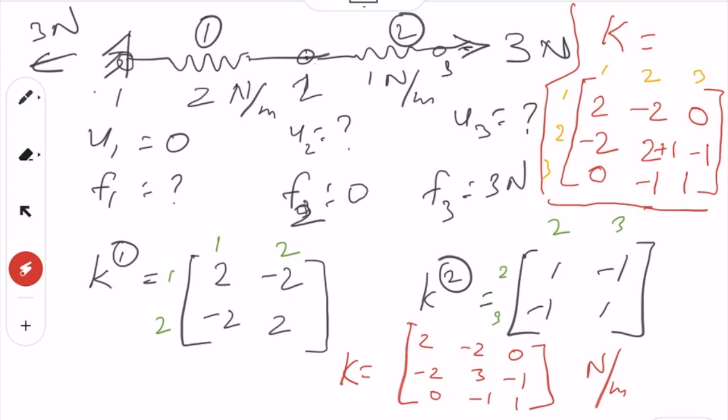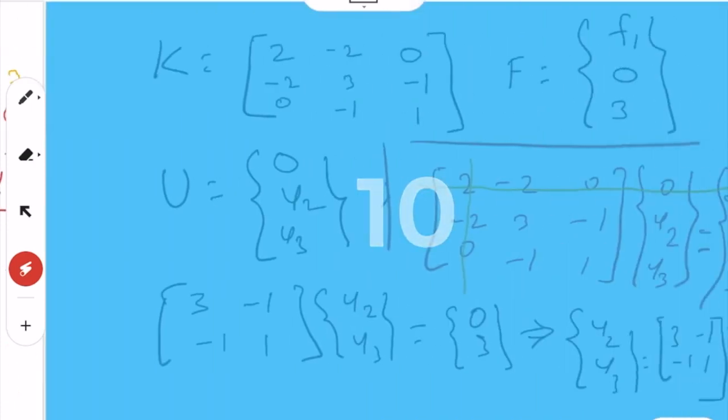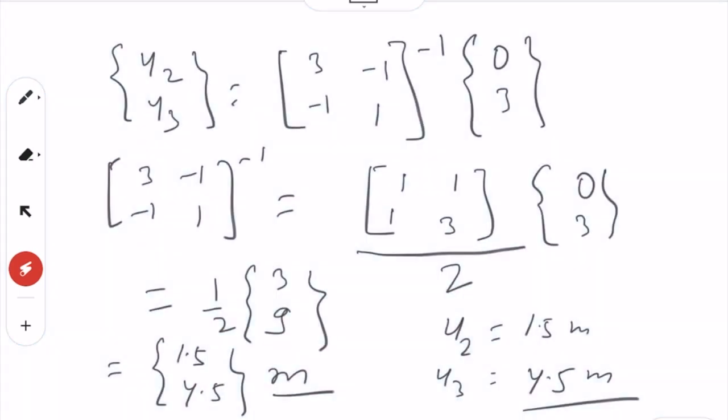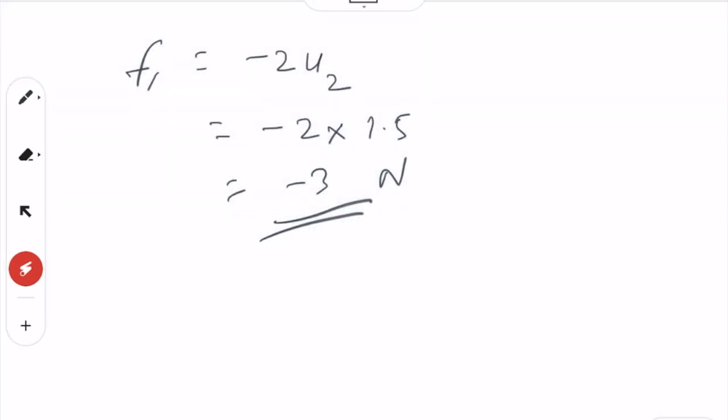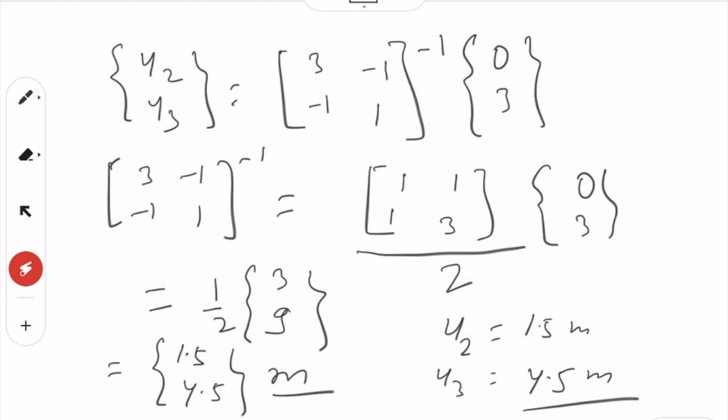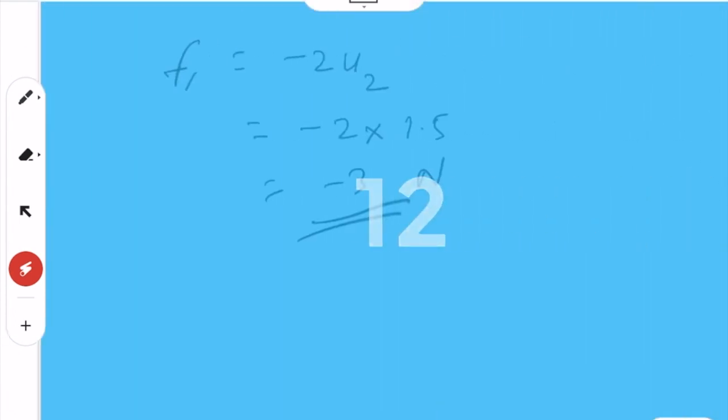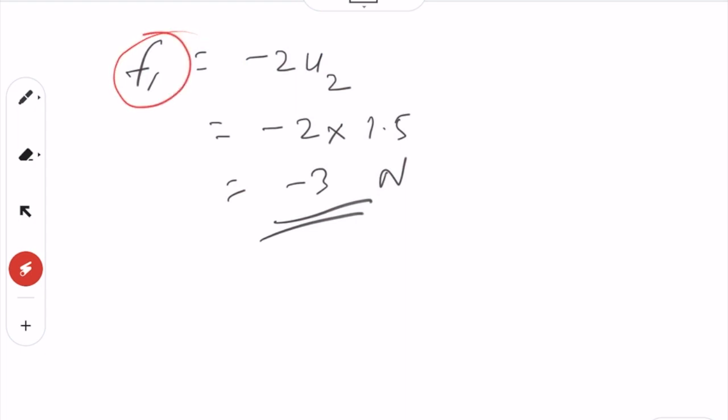Okay. So this is how you solve the problems. So we have got U2, U3, and you have also got F1 because of that, and all the unknowns are known now. So this is how you use finite element formulation for this direct method, direct approach.